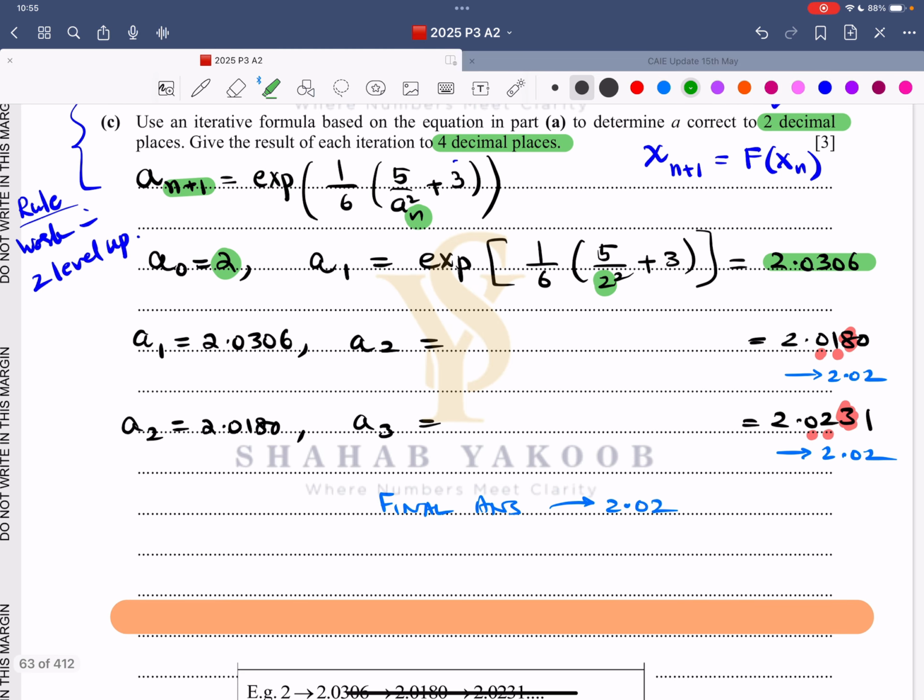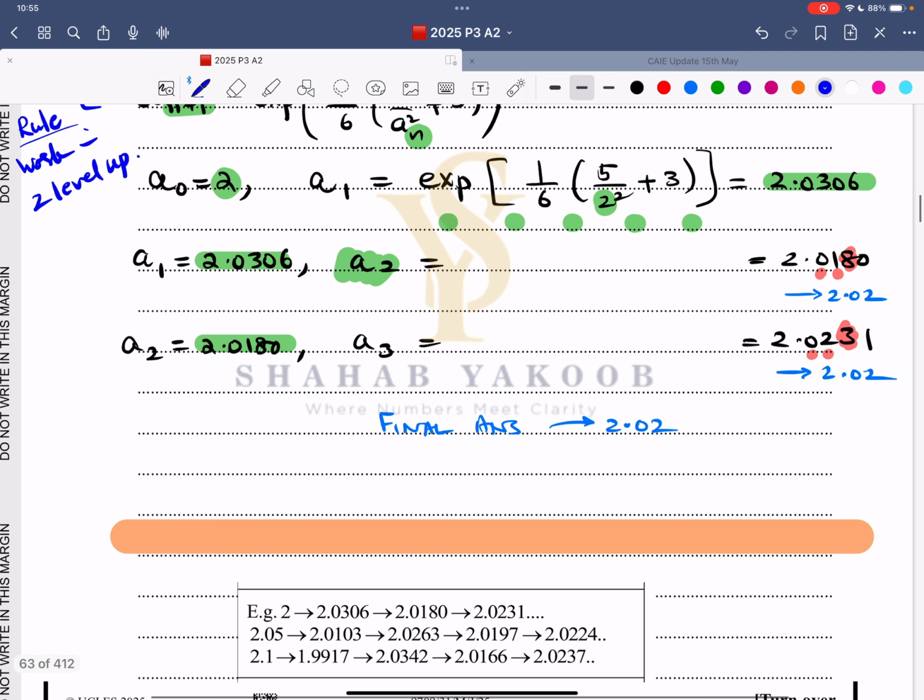So now we are getting x1 is this. When we plug this value again in the same equation, the value is substituted, and we get x2 as 2.0180. Then when we plug in 2.0180, we get this value. Now, if the values are becoming very close, round it off to the level of accuracy that they require. So this is 2.02, this is 2.02. If two answers are the same, that is where the buck stops. That is where you stop the working. So that is the final answer.